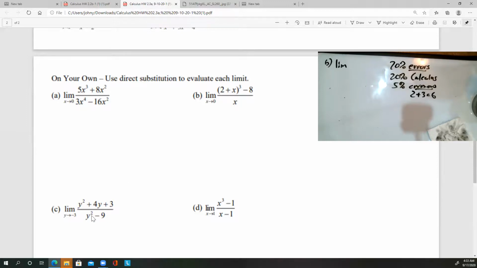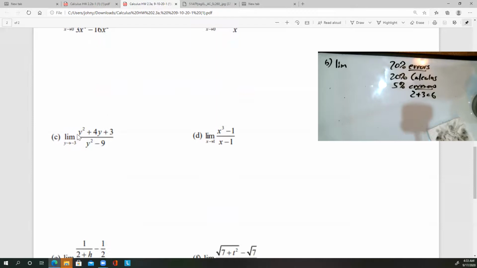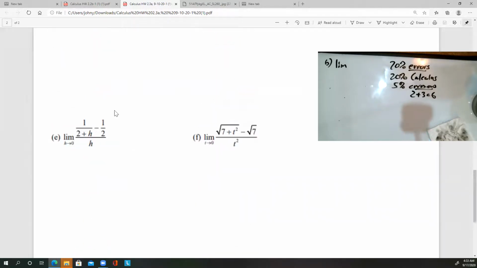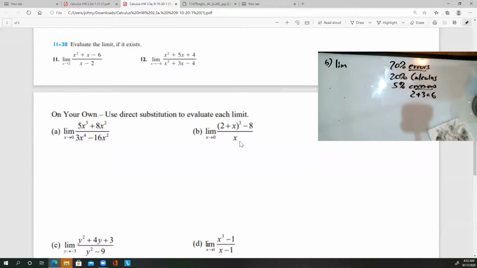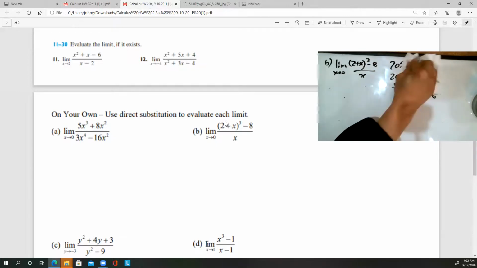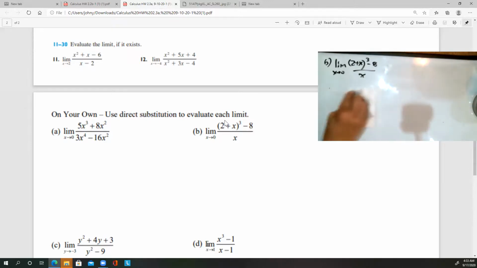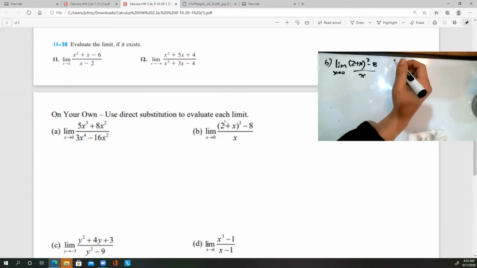And this one, no, not that one. This one's pretty simple. This one as well. And this one, you're going to have to work out the algebra. So let's look at the algebra on part B. Limit as x approaches 0 of (2 plus x) cubed minus 8 all over x. I'm going to erase this, okay? First of all, (2 plus x) cubed. Let's algebraically work that out.